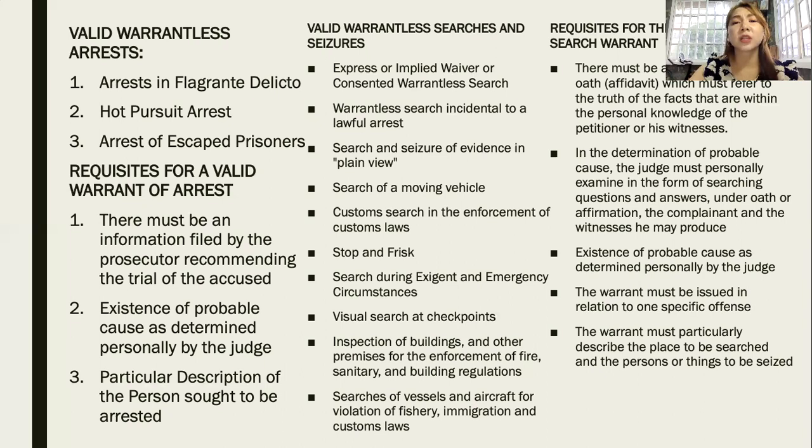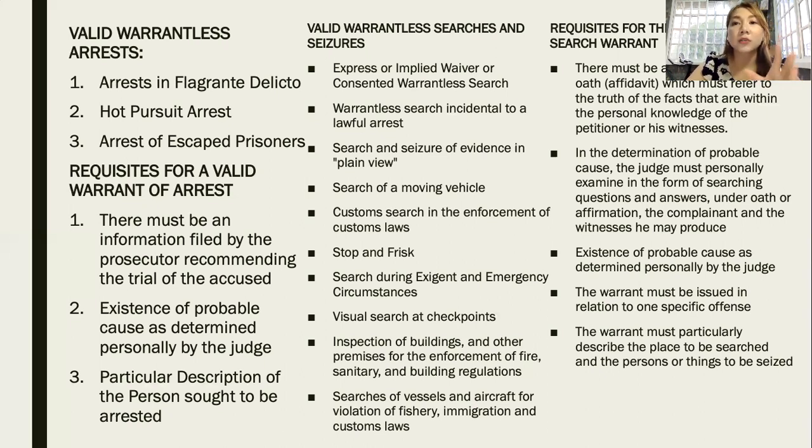So the general requisite of probable cause is still required, notwithstanding the availability of the exceptions. This is to meet the requirements of reasonableness. The fact that the authorities have had the ample time and opportunity to procure a search warrant is a defense. Kung may time naman pala na mag-procure siya ng search warrant, bakit hindi ginawa?